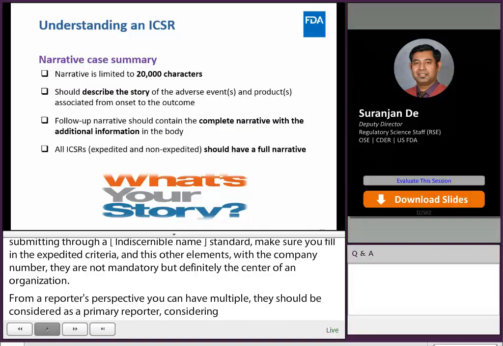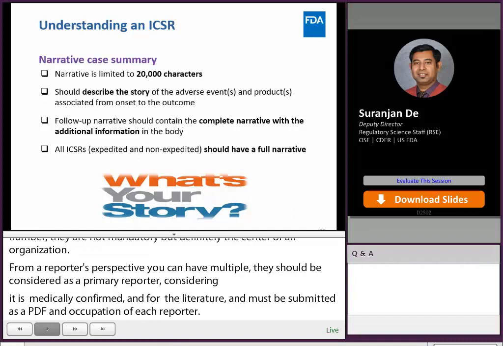Finally, we have the case narrative. The case narrative is limited to 20,000 characters. You should describe the story of the adverse event and any follow-up information. You must have the complete narrative with additional information, and all ICSRs must have the full narrative. So your narrative is telling you the story.